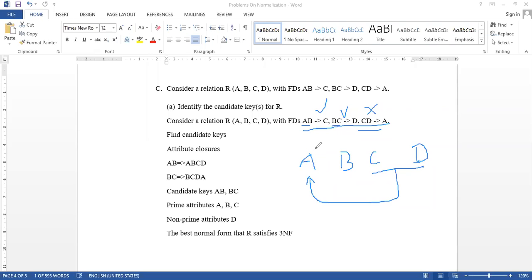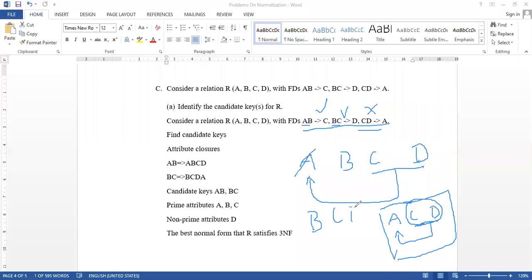That is A, C, D in a separate table. Here the FD is CD determines A. Here CD is the candidate key. It is the candidate key in this table, right? So what about the remaining fields? Keep BCD in a separate table.